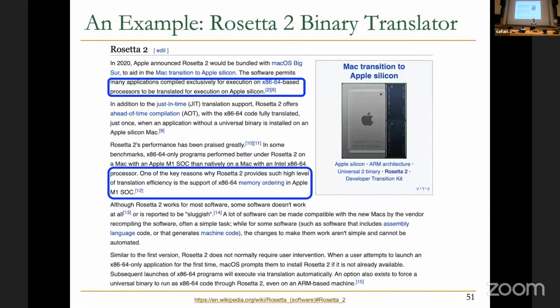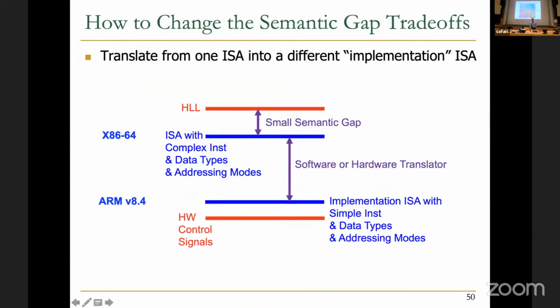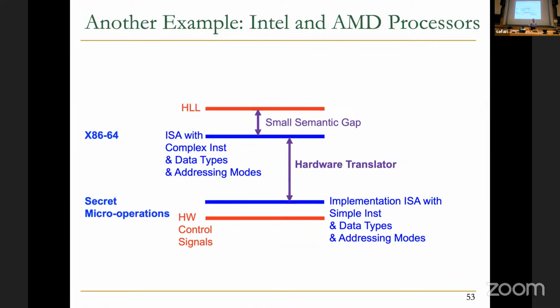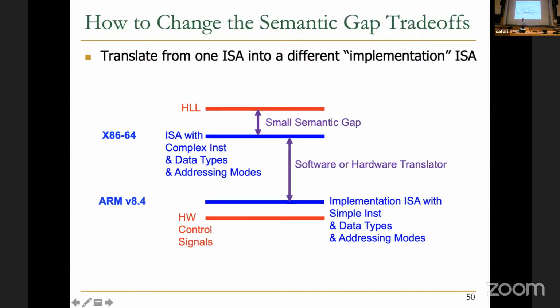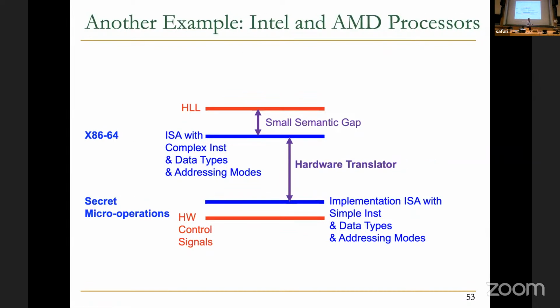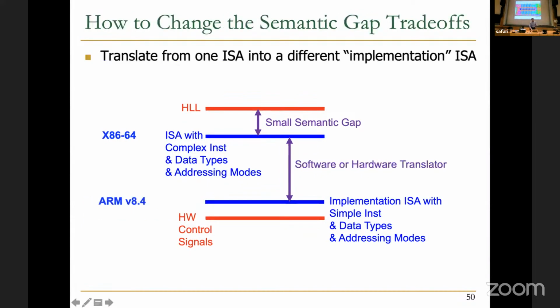And some people claim that x86 code executing on this machine is much faster than some x86 code executing on x86 machines. I don't know if that's true, but it could be true. I mean, depending on how you design the system, right? Okay, so this exists basically. Intel AMD processors actually do a very similar thing, except they use a hardware translator. They take x86-64, they use a hardware translator and translate the instructions to secret micro-operations. And these secret micro-operations constitute an implementation instruction set architecture that is very simple, actually. Okay, and basically the x86 processors on these machines actually do that.